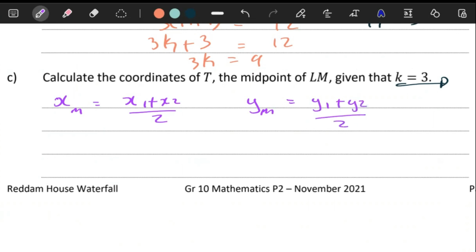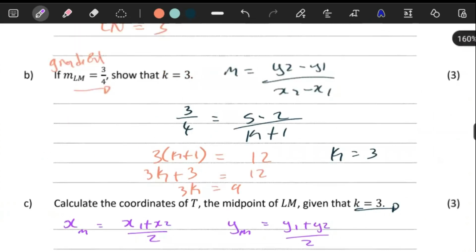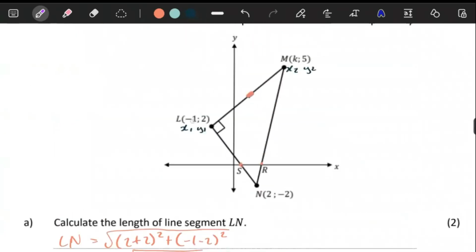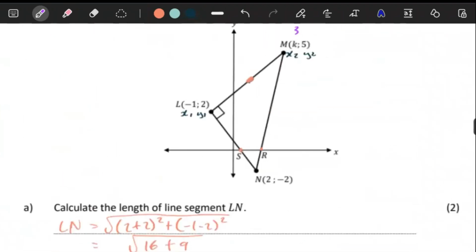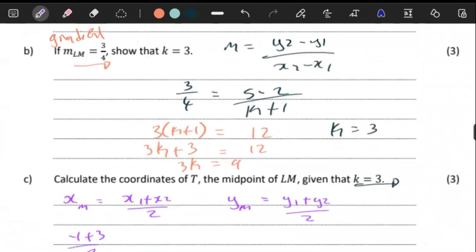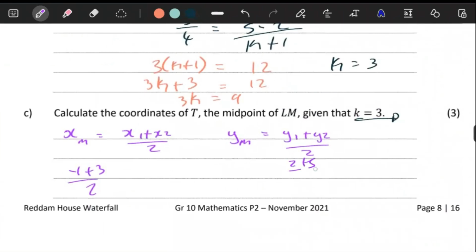Two different equations. Now, we're talking about L and M, right? So we can say negative 1 plus 3 over 2, and then for this one, 2 plus 5 over 2. So this is 7 over 2, and this one is 1. Since they want the full coordinate, you have to write it as a coordinate, you see, x value, y value. There you go.